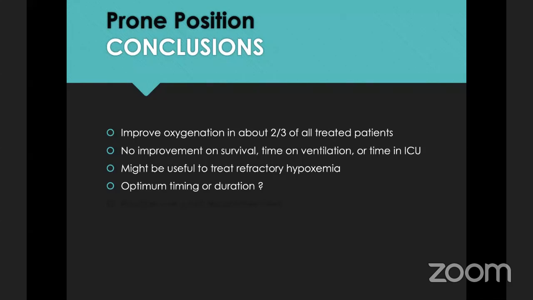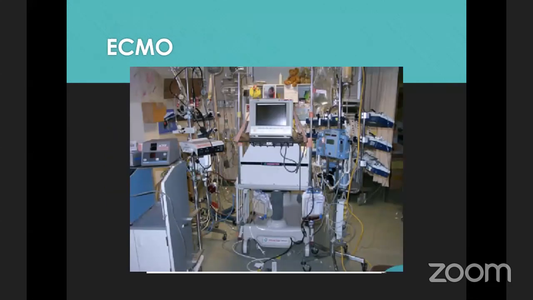And the optimal time or duration for that is controversial, because some recommendations like the sepsis campaign are saying you can use it 12 hours. Some are saying 16 hours. So routine use is not recommended. So if the patient has hypoxemia after prone position, you rule out other causes for that, like cardiac causes or shunting or reversible causes.